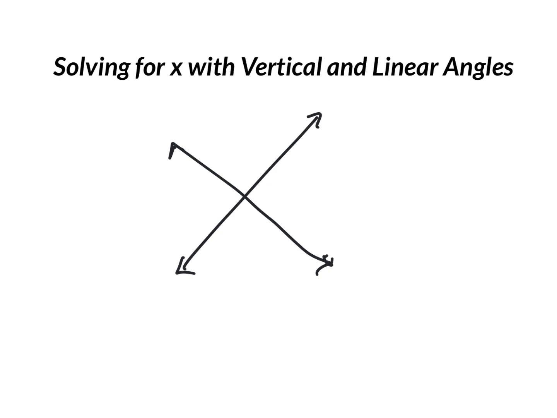Linear angles are ones that are adjacent or next to each other. So, for example, these two are next to each other across just that line. Those are linear angles, or we call them a linear pair. These two that I'm pointing at. And linear pairs will always add up to 180 degrees.